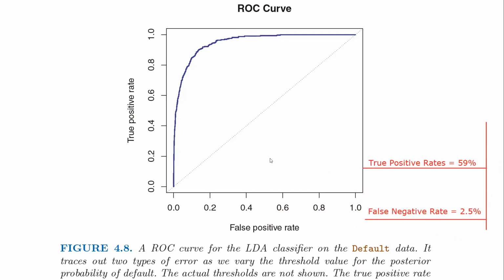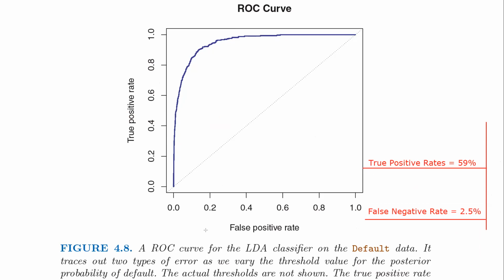Let's see. So we need 2.5%, or is it like this? 60%, and hopefully that's 2.5%. So this point over here is one of the many points on the ROC curve. And now we need to see how to interpret this ROC curve.